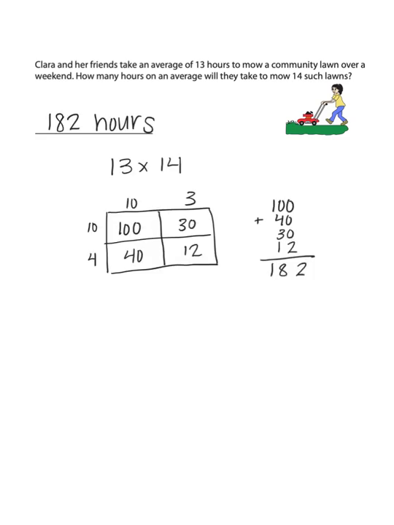The strategy to solve this problem should have been multiplying 13 by 14. It will take them 13 hours to mow each of the 14 lawns, so we multiply those two numbers together. That should have given you 182 hours. We know that it's being measured in hours because the question says, how many hours?